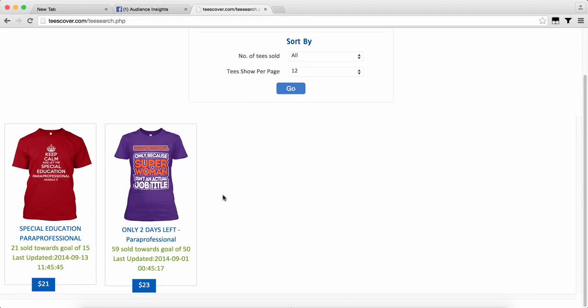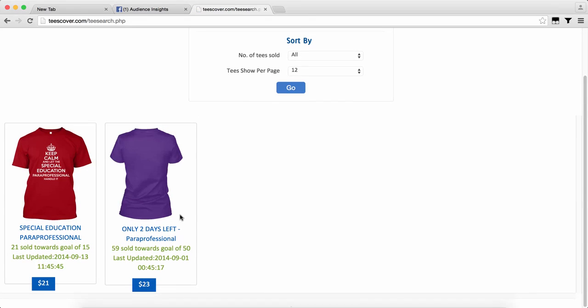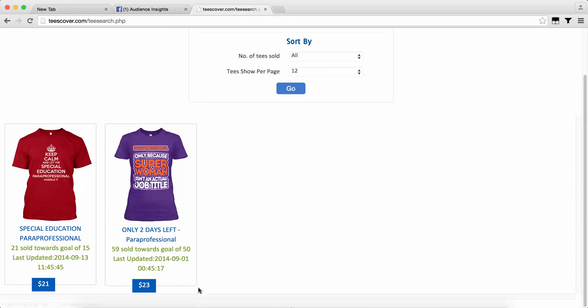I usually would expect to see at least one campaign that sold 50 or above before deciding to go into any niche. All right, though this is a last year campaign, at least there were as many as 59 people that bought a paraprofessional related t-shirt. Let's click on this one.